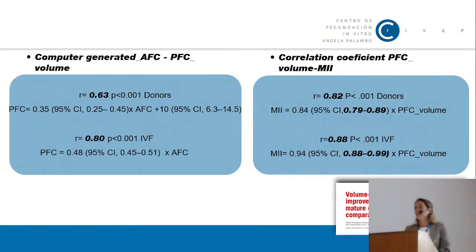We also studied the correlation between the number of antral follicles and the number of preovulatory follicles, and the correlation between the preovulatory follicles and the mature oocytes. We found a direct correlation with statistical significance that was much higher in the relationship between preovulatory follicles and mature oocytes. Using linear regression, we can predict these parameters. For example, we can predict the number of preovulatory follicles using the antral follicle count and the number of mature oocytes using the number of preovulatory follicles based on volume.